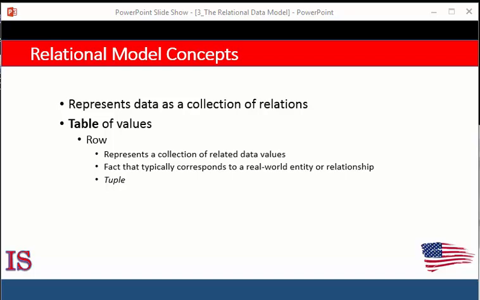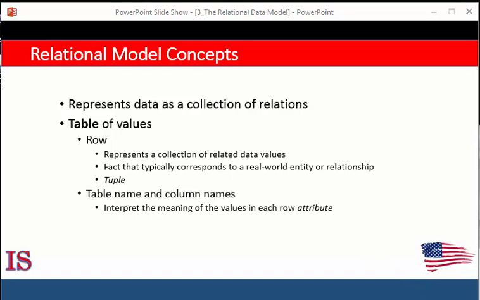For example, a row in a student relation represents one student, and the related data values in that row might be the student ID, name, first name, last name. The table name and column names are used to help interpret the meaning of the values in each row. For example, if we create a course table, each row would represent a different course taught at the university. Then each column of a single row would represent related data values about a course, such as the course ID, course name, course credit, and so on.